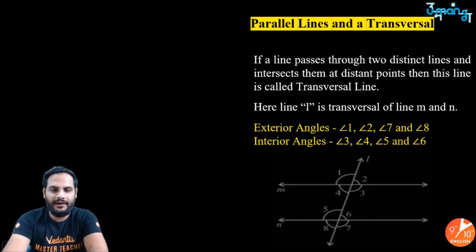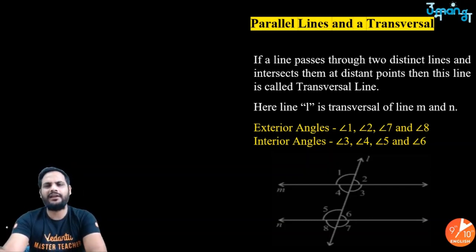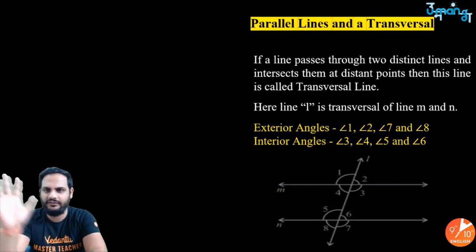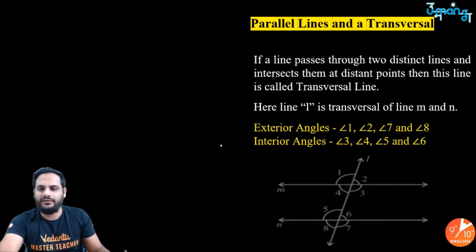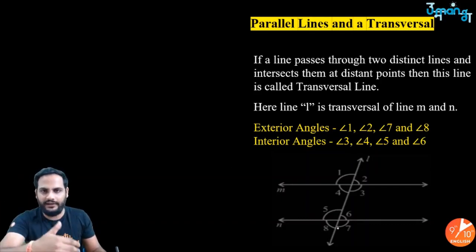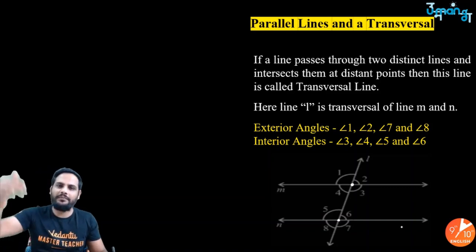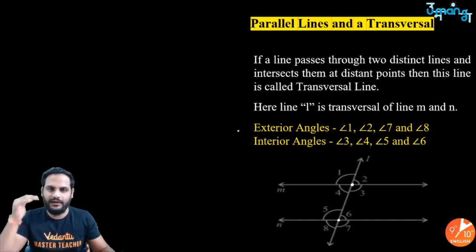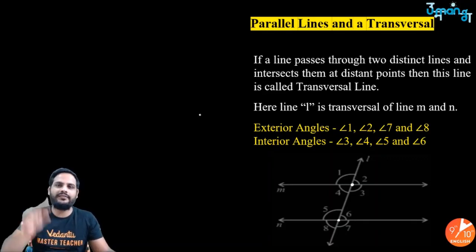We'll be talking about parallel lines and the transversal line. First of all, you know very well that parallel lines are two lines which do not intersect. Lines which do not intersect are called parallel lines. Now, what is a transversal line? Understand very carefully. A transversal line is a line passing through two different lines and intersecting them at different points. It is not necessarily only two, it can pass through two or more lines, intersecting all those lines at different points.